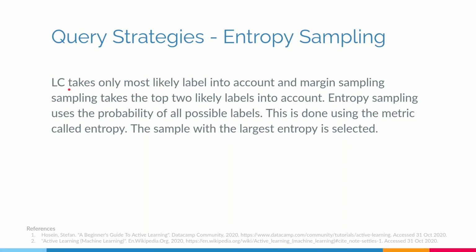Now the entropy sampling. Least confidence, the one we saw first, takes account only the first one. Margin sampling takes account only the top two. Entropy sampling basically uses all possible labels, and it is done using a metric called entropy. Using this metric, it will look at all the probabilities of all the labels, and the entropy will be taken here. That's the main thing here. Instead of just looking at one, or just looking at two, it looks at all of them. In different cases, different ones are useful, and this is used quite often.